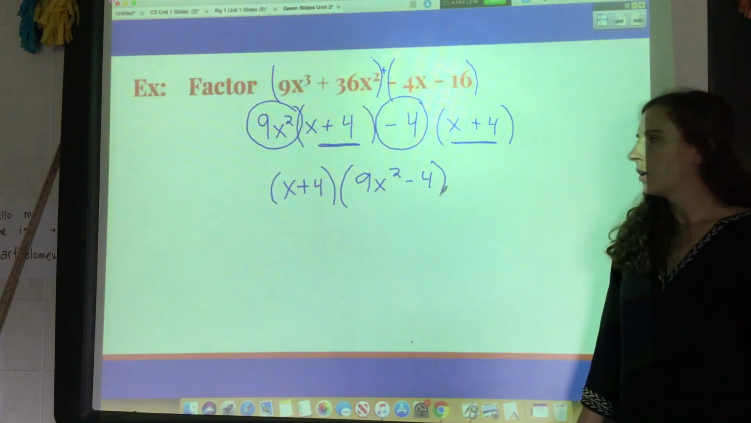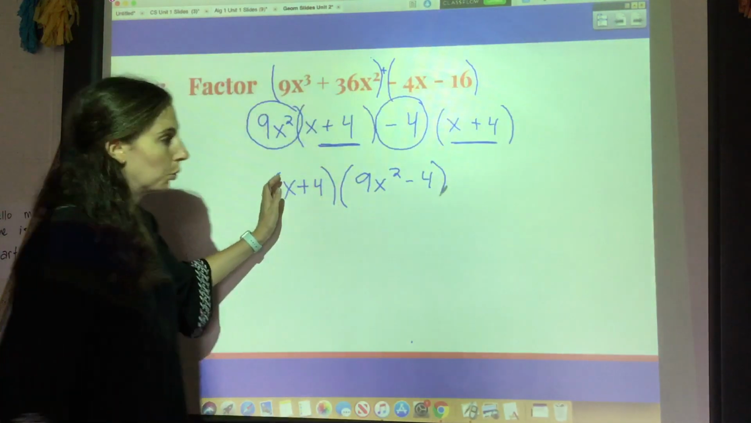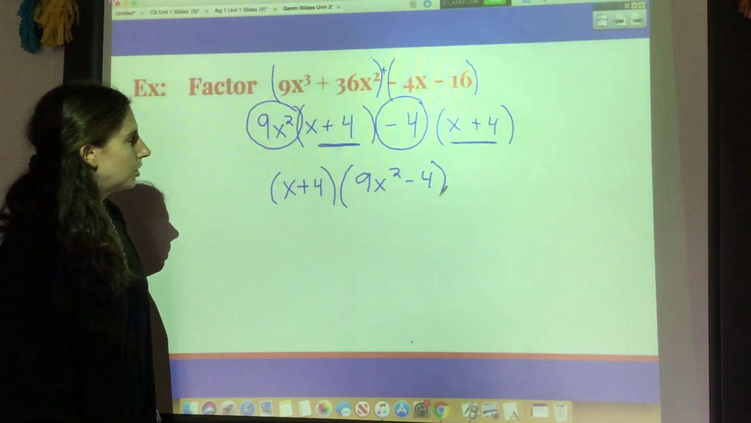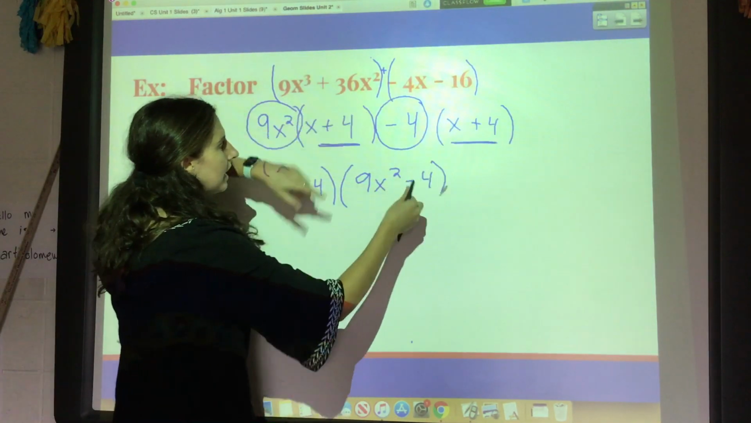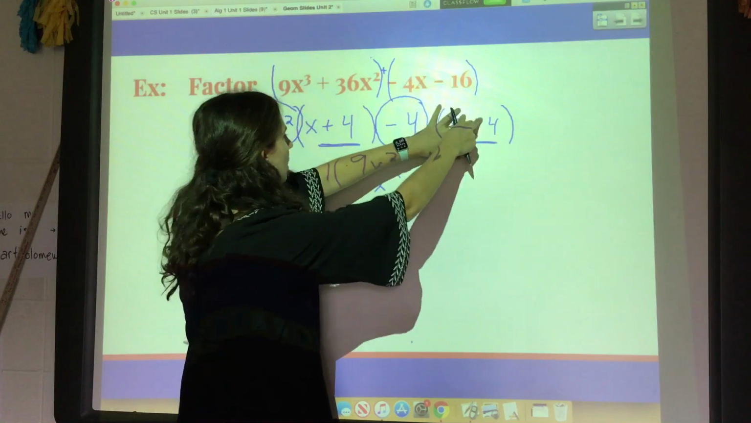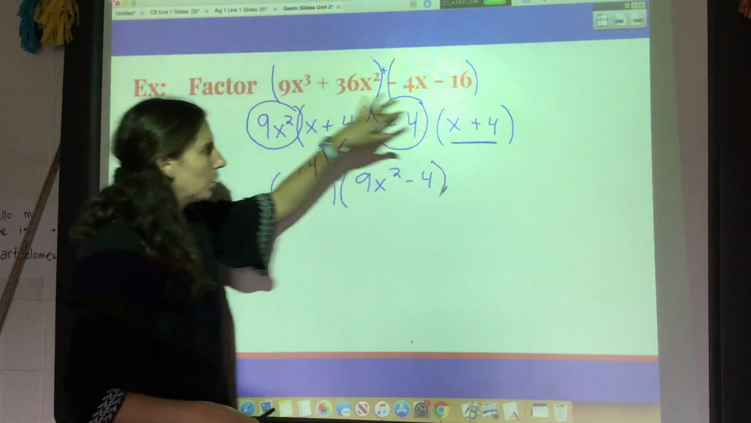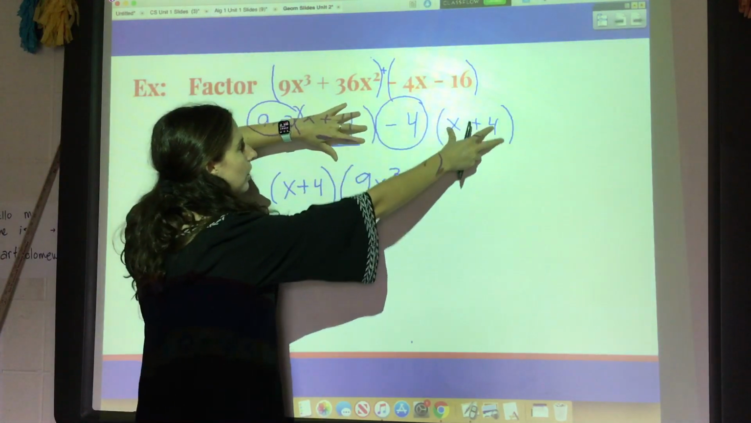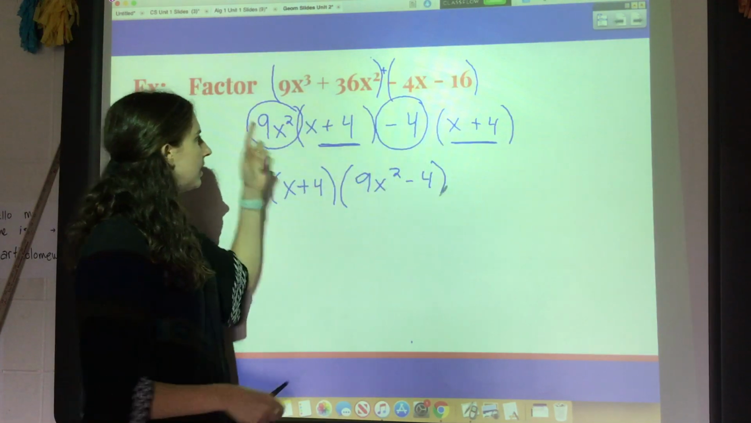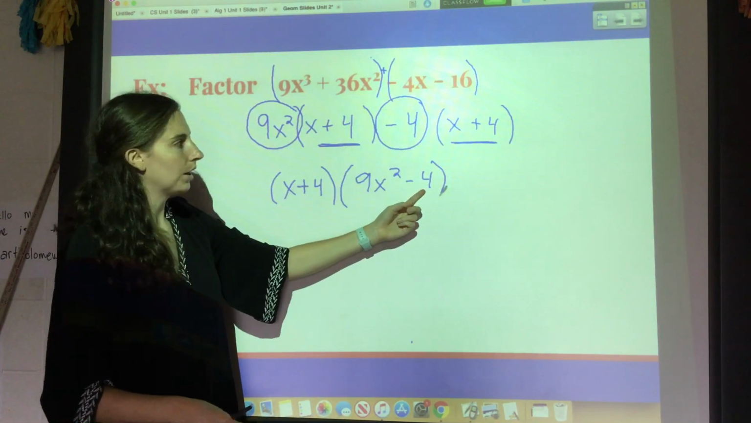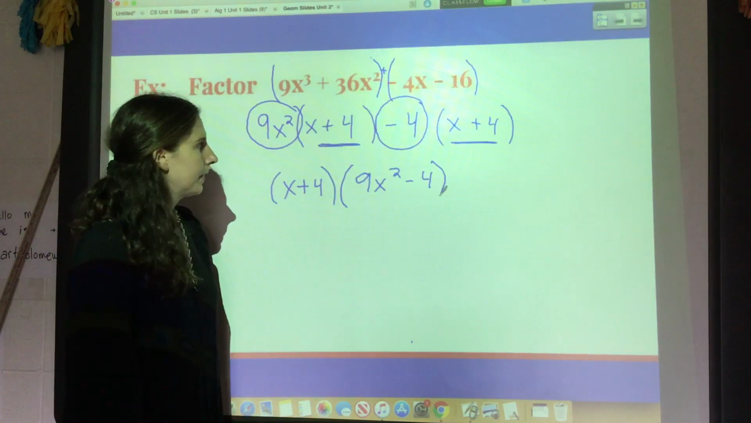All right, I want to explain a bit where this is coming from. The reason we only put down the x plus 4 once is because basically what we're doing is we're treating x plus 4 like a GCF. Like, imagine this is all one term, and imagine this is all one term, and they both share the x plus 4. So basically, you factor out an x plus 4 from both of those pieces, leaving 9x squared minus 4. So it's almost like you're bringing the x plus 4 out to the front like a GCF or something.